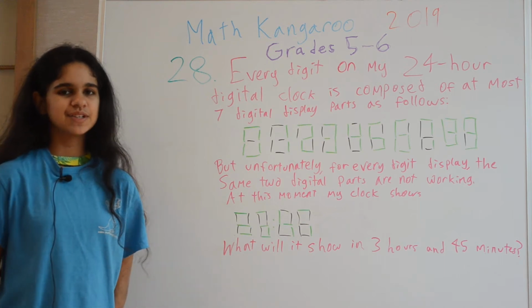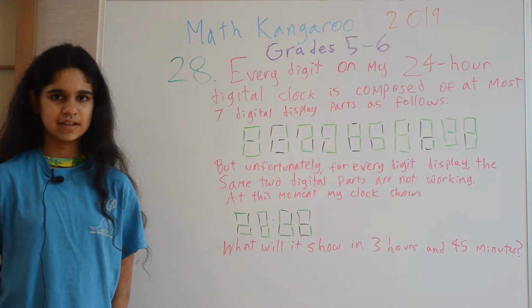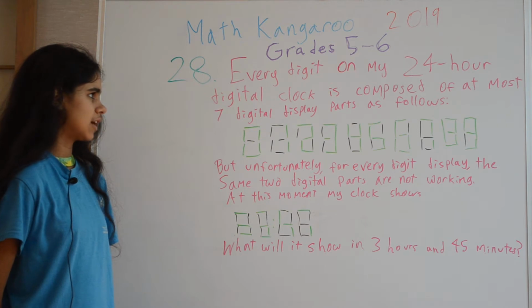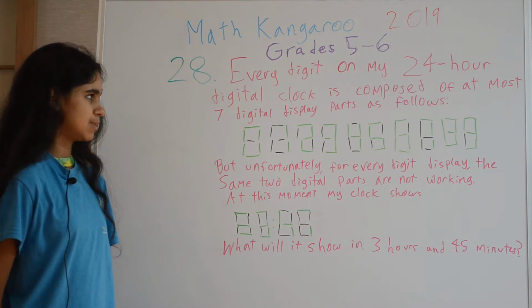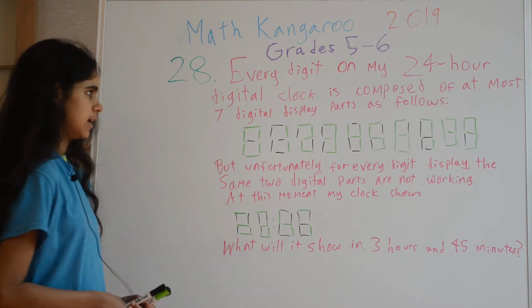Hi, today I'm going to show you how to solve problem 28 from the 2019 Math Kangaroo grades 5 to 6. Here's the problem. Every digit on my 24-hour digital clock is composed of at most 7 digital display parts as follows. So here we have the numbers 0 through 9.